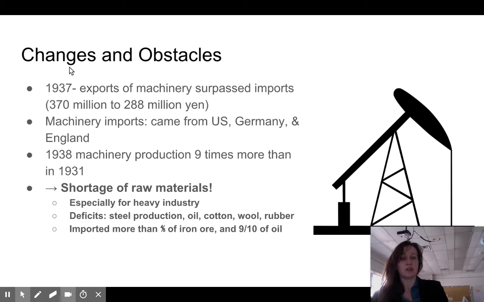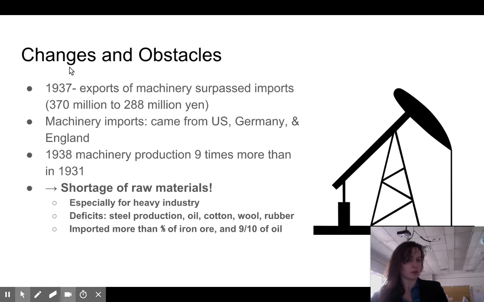By 1937, the exports of machinery surpassed its imports. That's good, right? You want to export more than you're importing. So it was exporting 370 million yen in machinery, importing 288 million yen in machinery. Most of the machinery imports did come from other industrialized nations, the United States, Germany, and England. So in 1938, machinery production in Japan was 9 times more than it was just a few years earlier in 1931. That is rapid change.